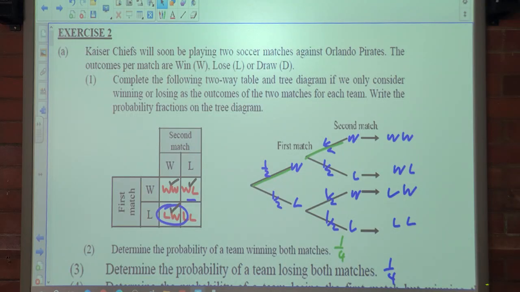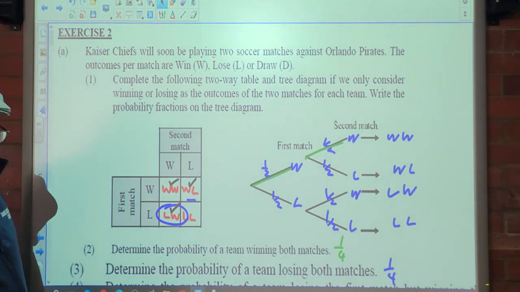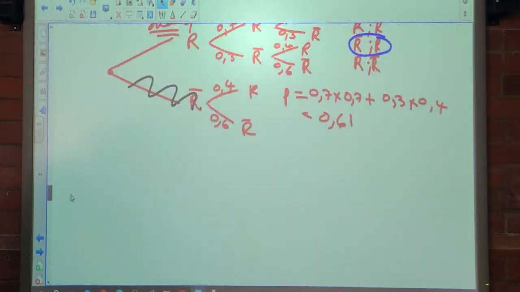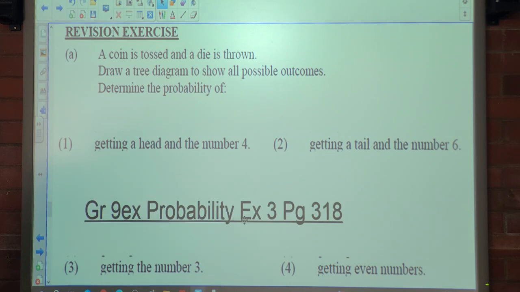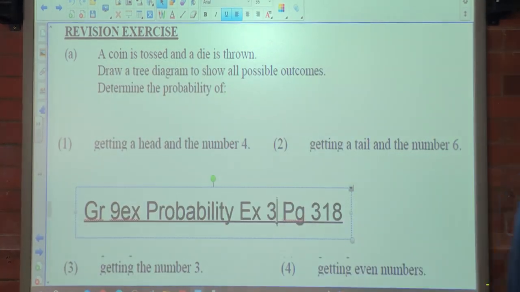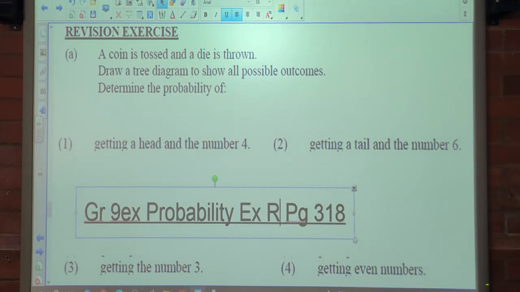Okay, good afternoon class. So today we're looking at the revision exercise of the probability grade 9. Which page is this on? Sorry? 390.